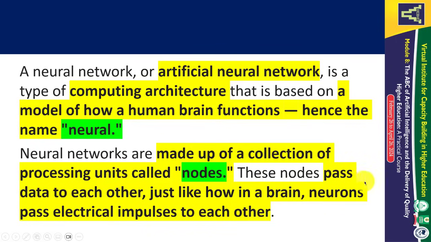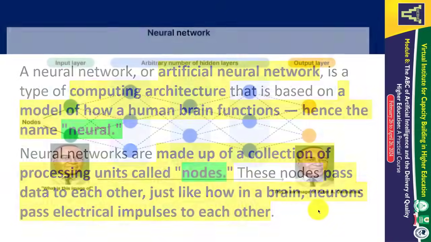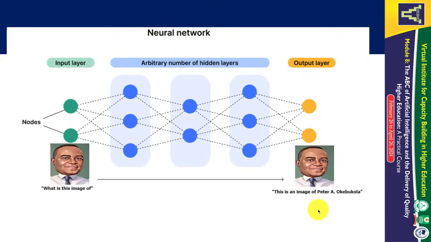These nodes pass data to each other, just like the human too. I'm sure you did some science or biology in school, just like how it works in the brain: neurons pass electrical impulses to one another. So this is how the thing looks like. You have the input layer. This is a neural network. You have the input layer, and you have the output layer.